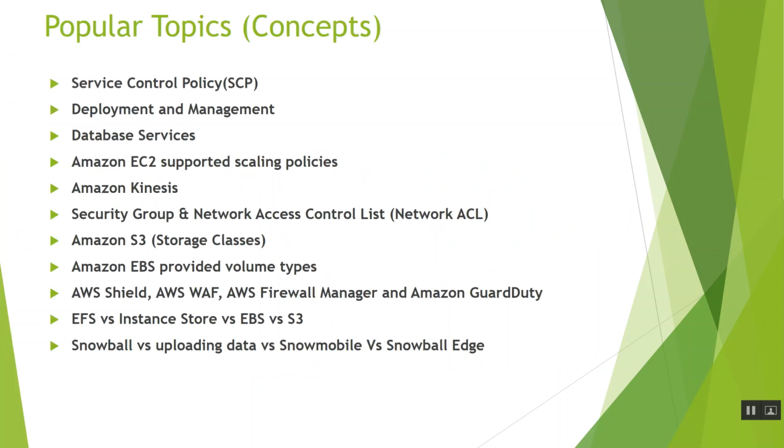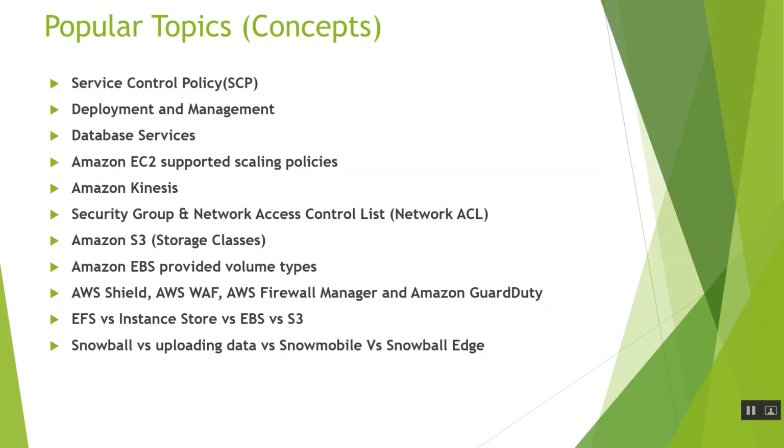Let me go to the first slide. Here I'll just discuss the main concepts based on the exam. I changed the order of the topics to give priority from the exam point of view. There are always some questions on the first one, which is the service control policy and how you use this policy, and then the deployment and management tools available, and then the database services, and Amazon EC2 supported scaling policies, and what Amazon Kinesis is and the different types of Kinesis tools available, and security groups and network access control lists, and their differences.